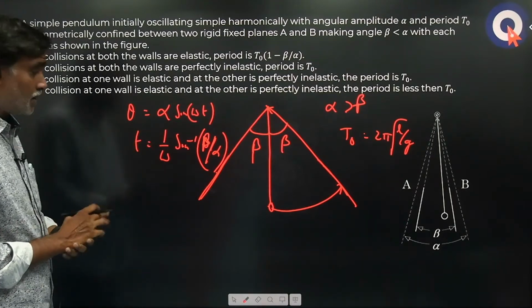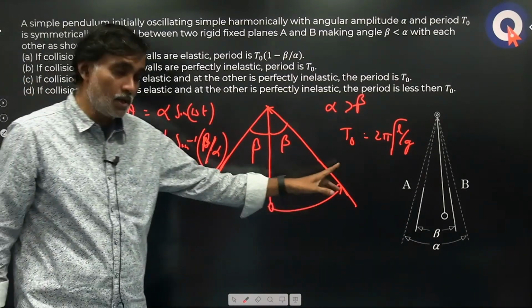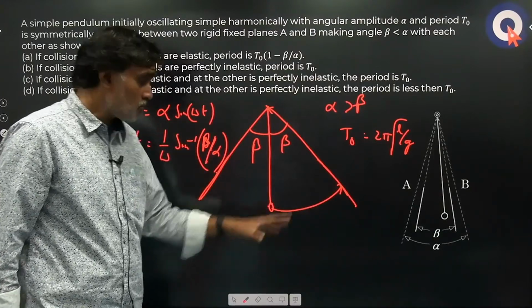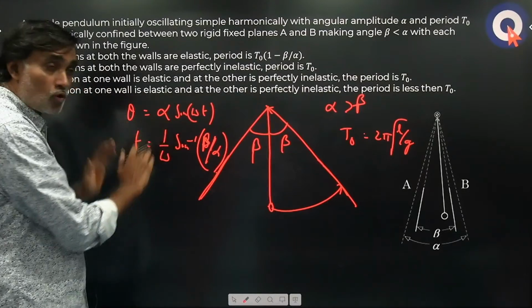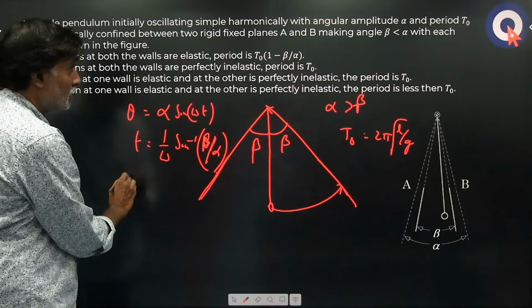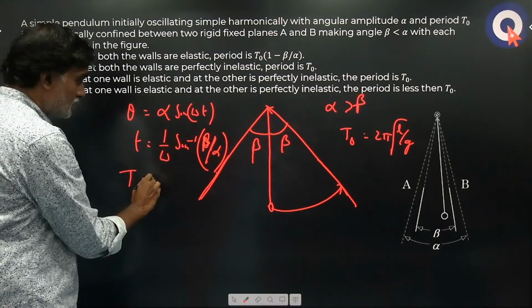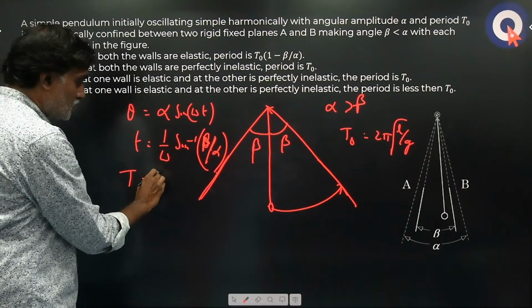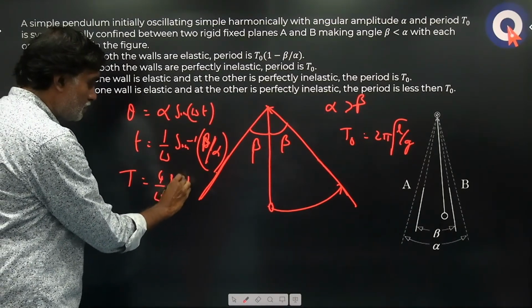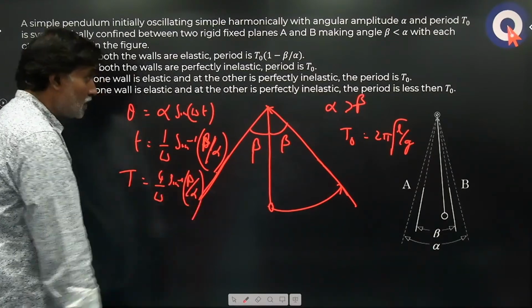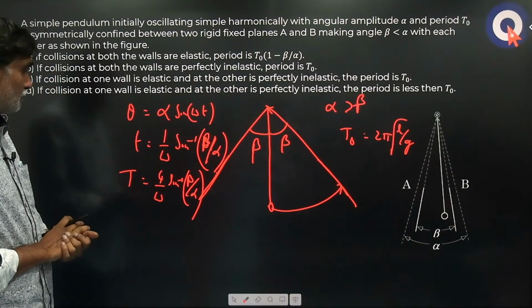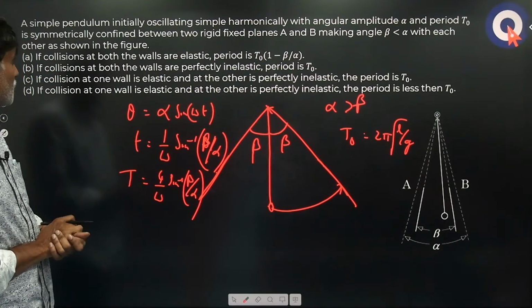Omega is 2 pi by T naught. So this is the time I will get from here to here. The same time it will take from here to here, here to here, and here to here also. So now what is the time period of oscillation? It is 4 times this. What is the time period of oscillation now? It is capital T, let us say. That is 4 times this. So 4 by omega into sine inverse beta by alpha, which cannot be this anyhow. So that is wrong, the first choice.